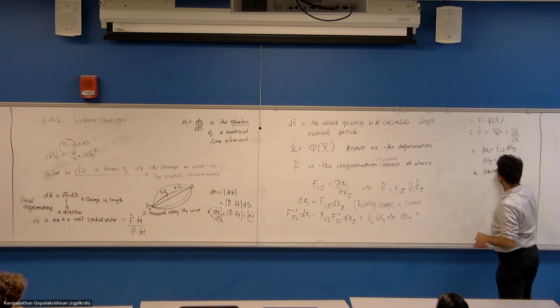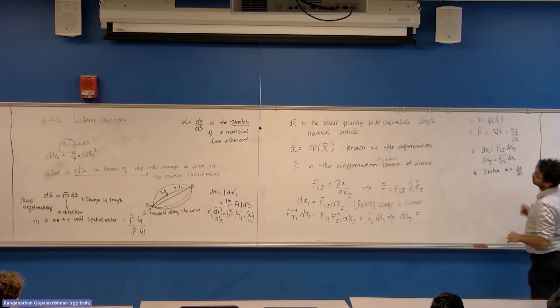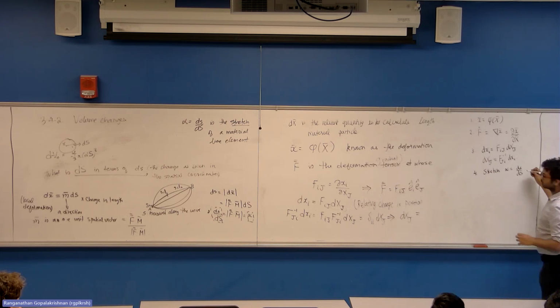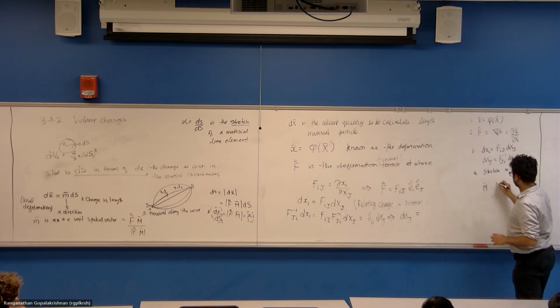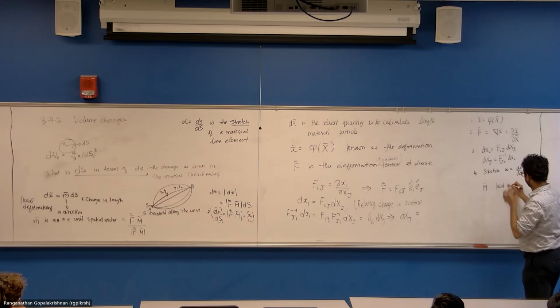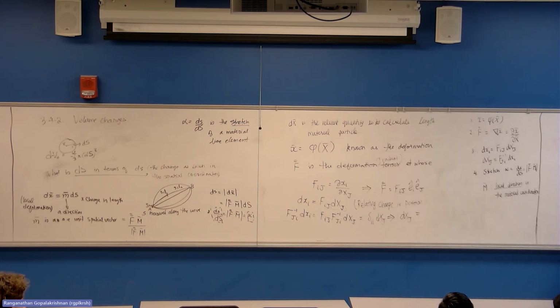Stretch alpha equal to ds over DS, which is equal to F dot M. M is a local direction in the material coordinates. What do I mean by local direction? Which specific direction it is? It could be any particular direction you are interested in.